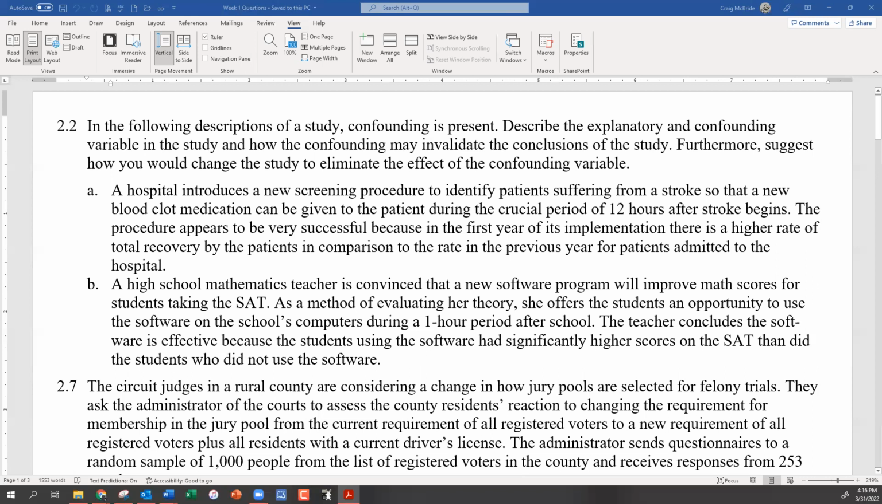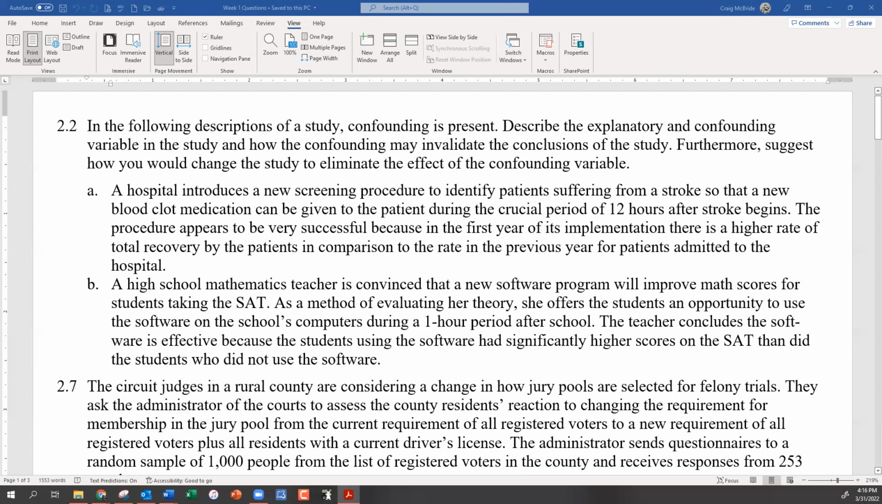All right. The second one, I think, is a little bit clearer as far as the explanatory variable, right? What is the thing that we have control over that we're hoping will cause an effect? Use of the software. Yeah, exactly. The new software. Fantastic. And obviously the thing that we're measuring to see if there is an effect is their SAT scores, right? So that's the response variable.